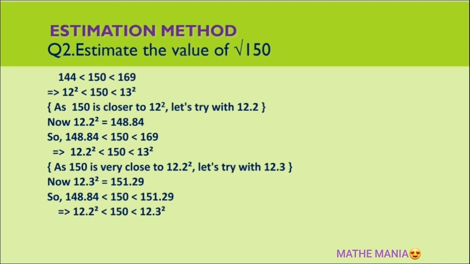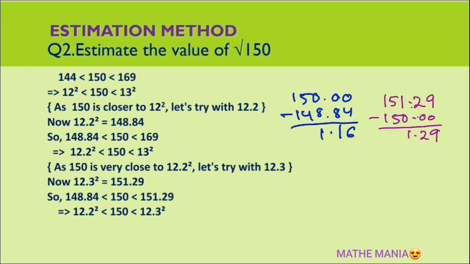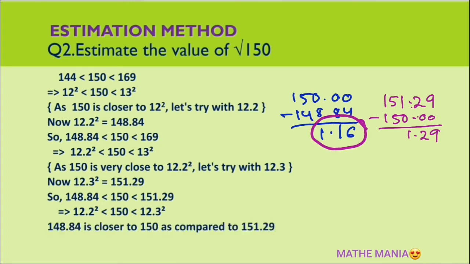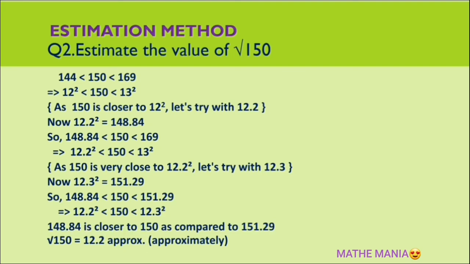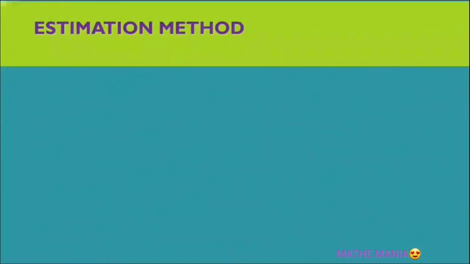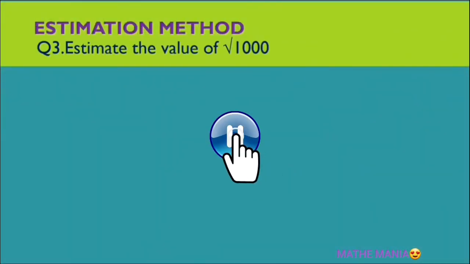So you can observe that these numbers are again coming one after the other. So we will stop here and check which number is closer. Clearly 148.84 is closer to 150, and it means root 150 is approximately equal to 12.2. Is the method clear, children? Okay, then you can try the next question. Just pause your screens and try it.